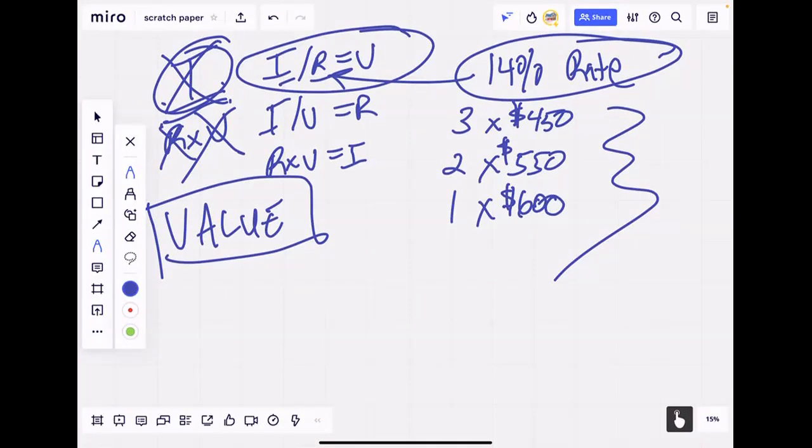Okay, so 3,050. Now divided by 0.14. Now that might give you the number you need. Might not. Well, that gives me 21,785 and 71 cents. So do you think that's the right answer? No. Cool. So what do you think? Where do you think you went wrong?